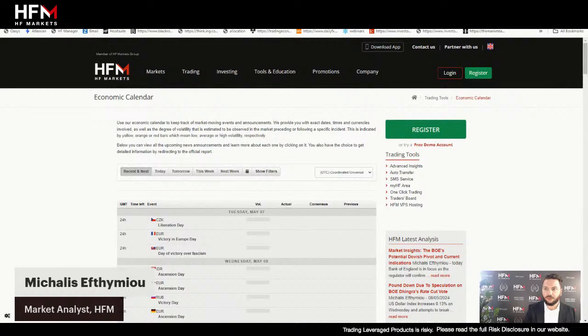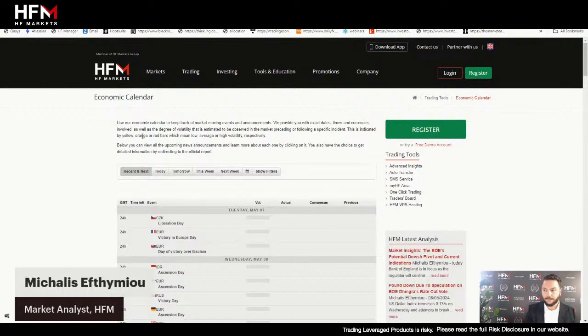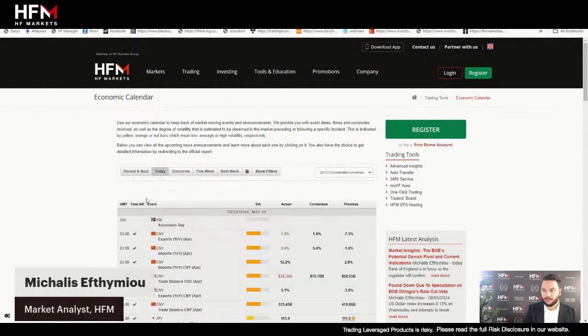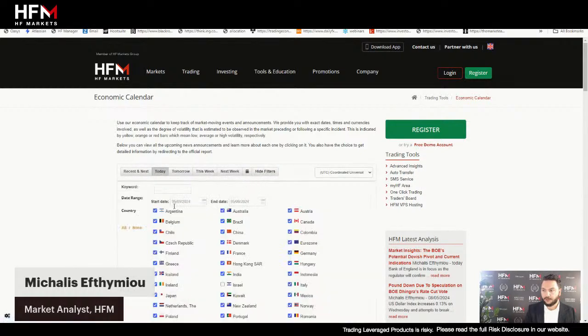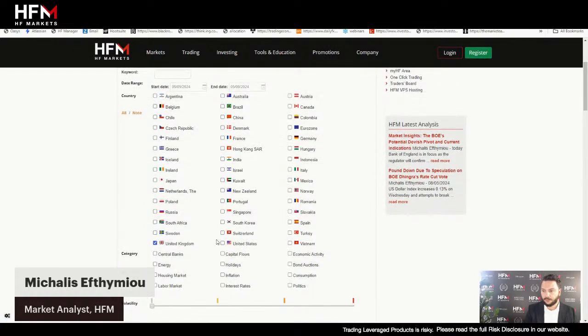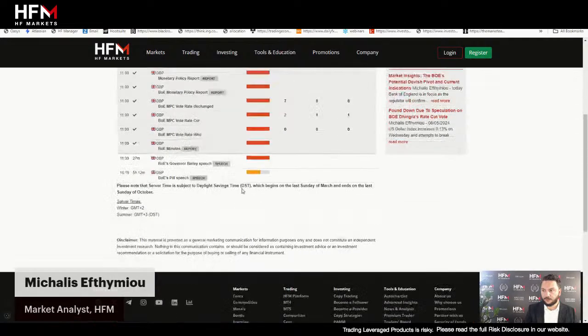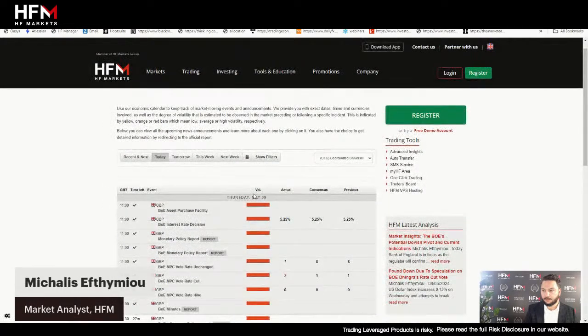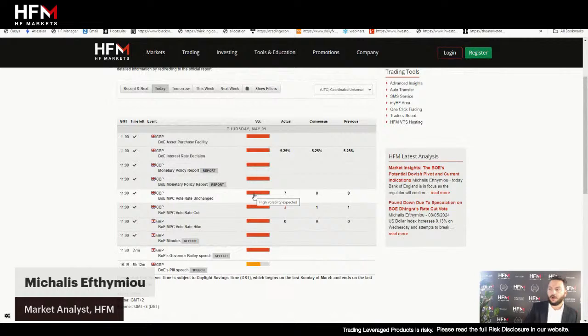Now, ladies and gentlemen, let's refresh our calendar. So hopefully everybody can see the calendar on the chart. Let's refresh. Let's go to today. Let's go to filters just for a moment so we can only have the UK available. There we go. Let's filter that. Here we go. So what has been announced, ladies and gentlemen?